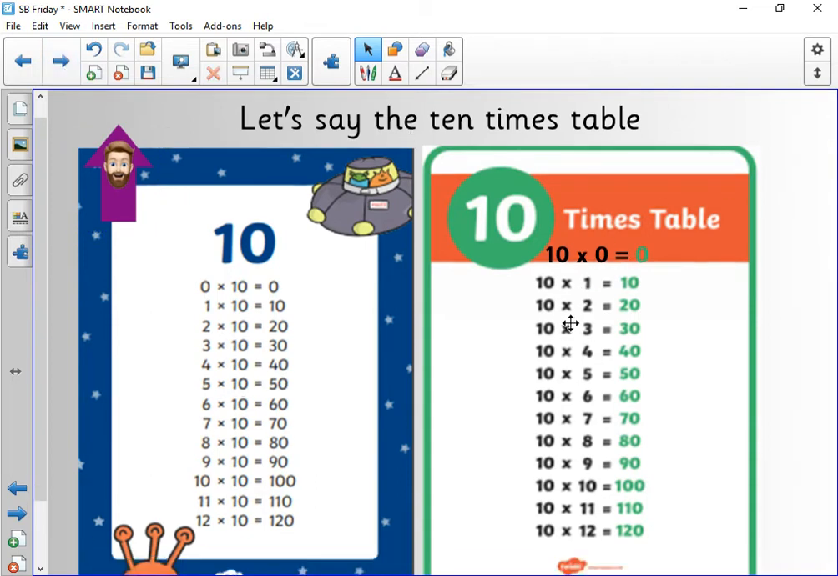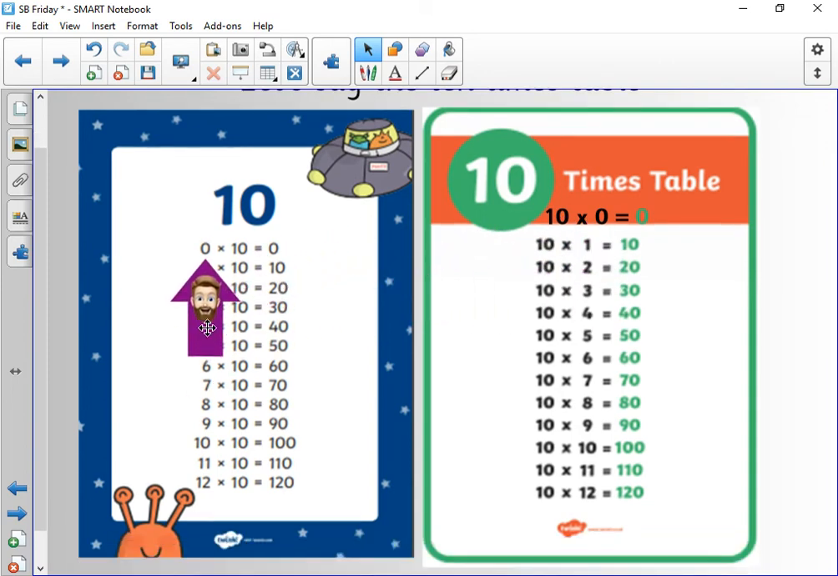Okay, let's say the 10 times table now. And we're going to say the fact from this poster, and then we're going to say the related fact straight after. Nice and loud with me. 0 times 10 is 0. 10 times 0 is 0.